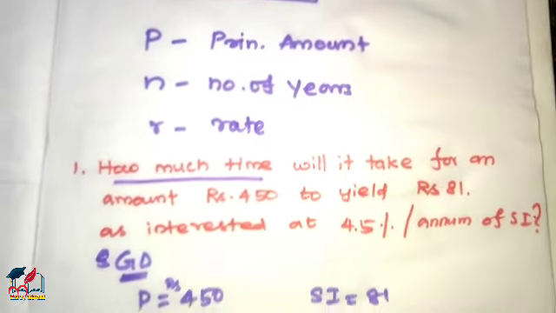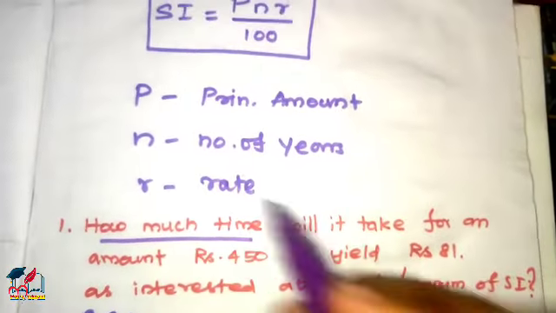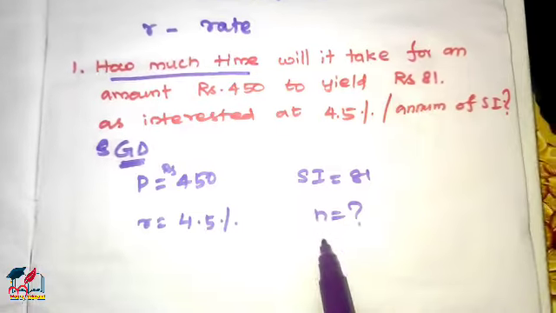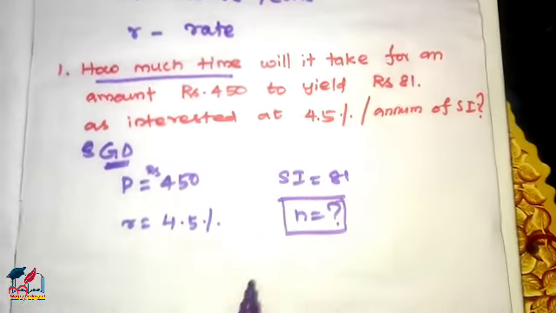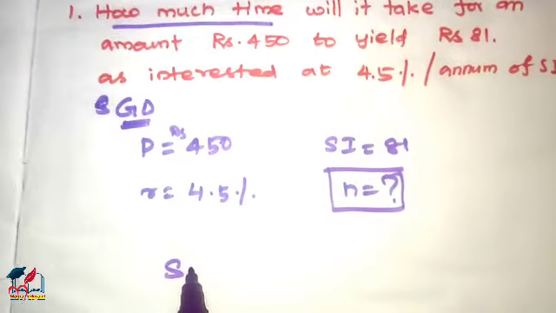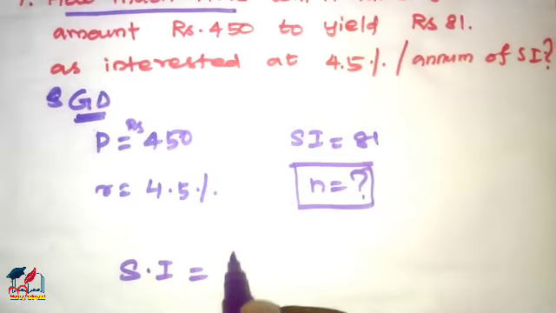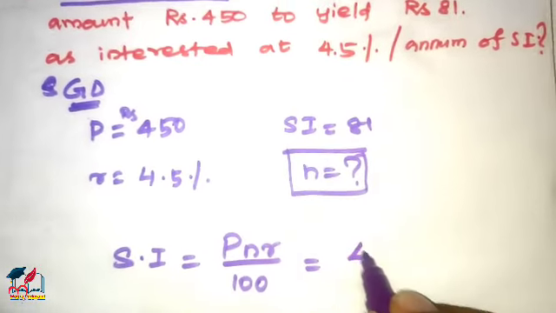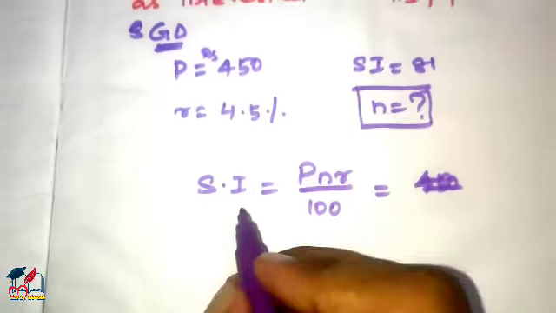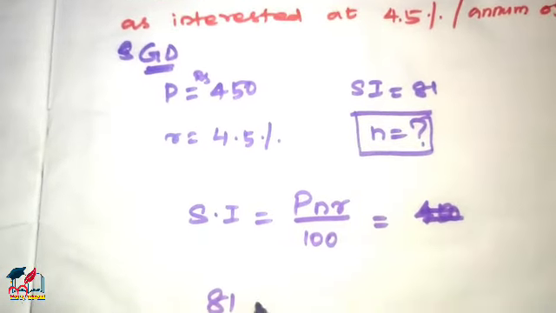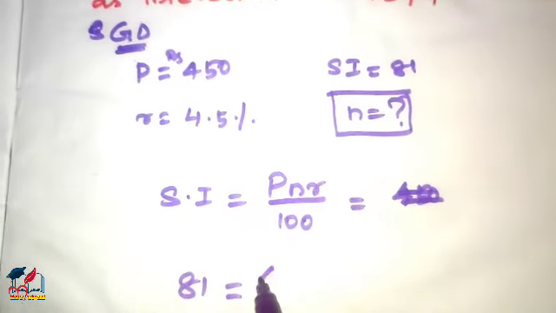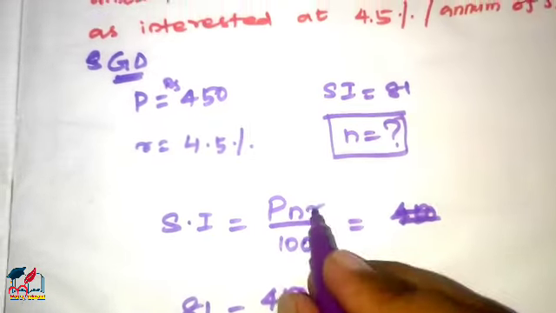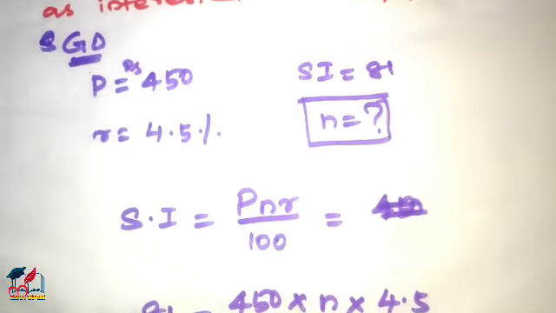How much time? Here we know it is simple interest. In simple interest we have P, N and R. Time in the sense number of years. Therefore we have to find what is N. Okay. Let us rewrite the formula. Simple interest is equal to PNR divided by 100. Value of P is equal to 450. We rewrite here. Simple interest is equal to 81. P is equal to 450. Number of years we have to calculate. R is equal to 4.5 divided by 100.